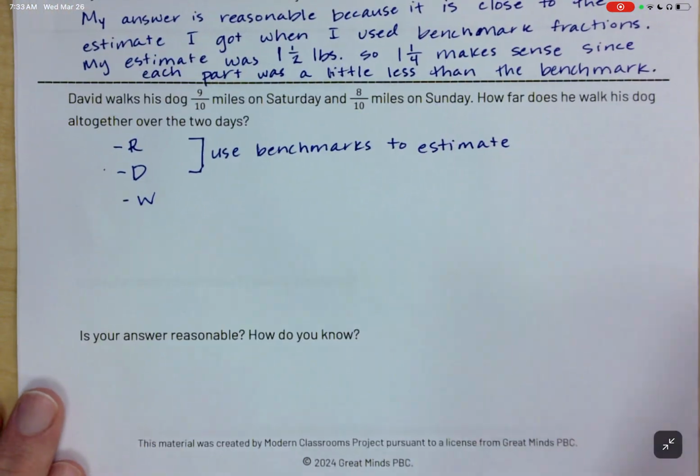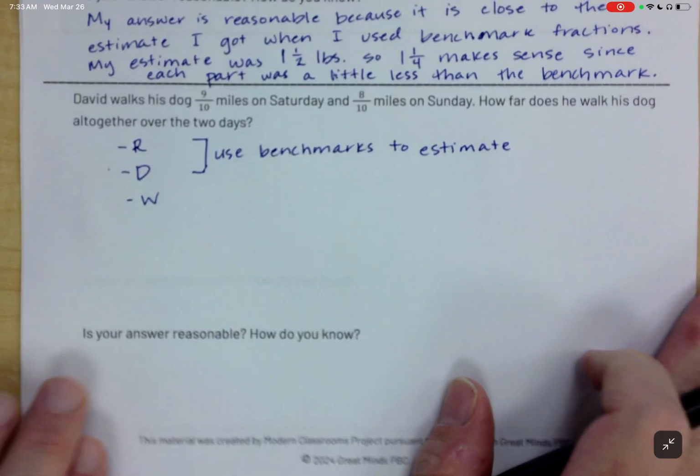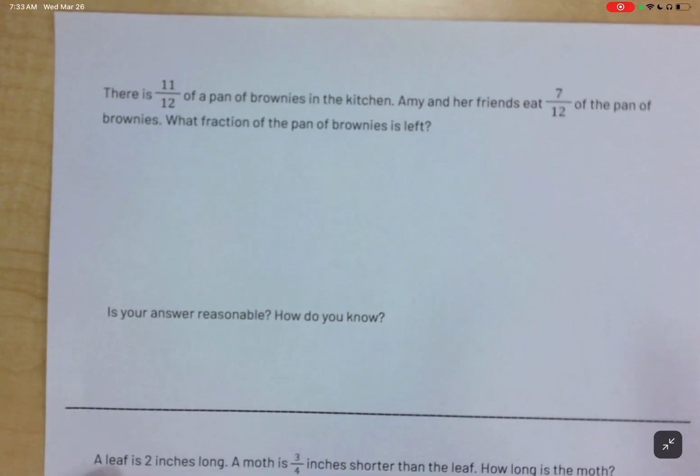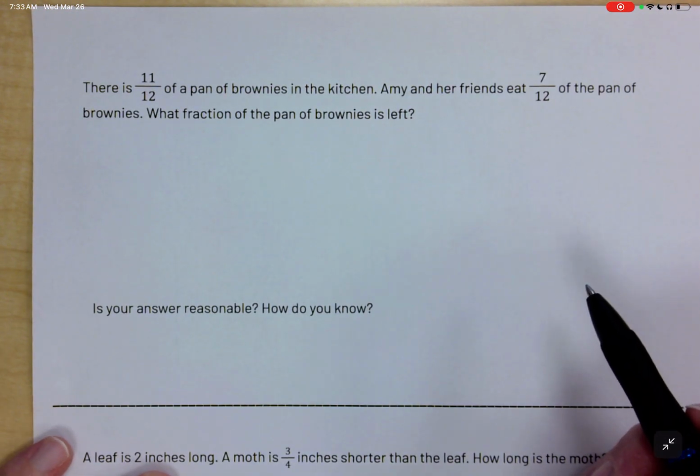All right. So go ahead, pause. You could do this on your own or with a partner. And when you're ready, come back and we'll do the next problem. All right. We're not going to go over this one. We'll just go to the next problem. All right. You're back. I'm so glad. Let's talk about this problem.